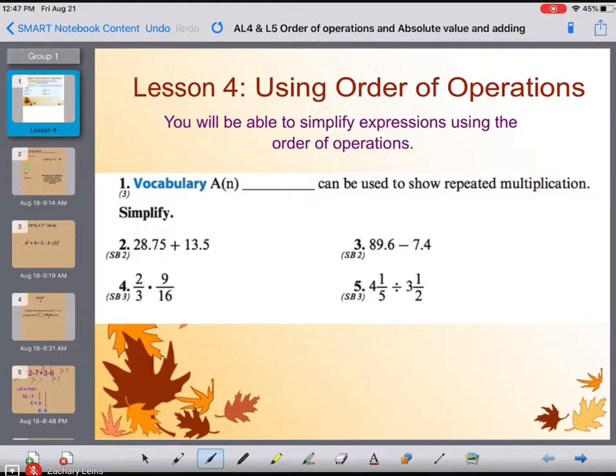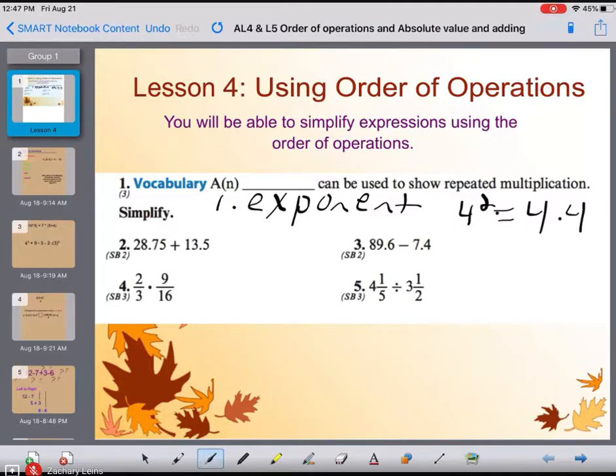3, 2, 1. Okay, so for number 1, that's going to be an exponent. Remember, the exponent tells the base to multiply yourself by yourself however many times. So again, if it was like 4 to the second, that means 4, you're going to multiply yourself by yourself twice, so 4 times 4, giving us 16. All right, the other one I wanted to review was number 5.